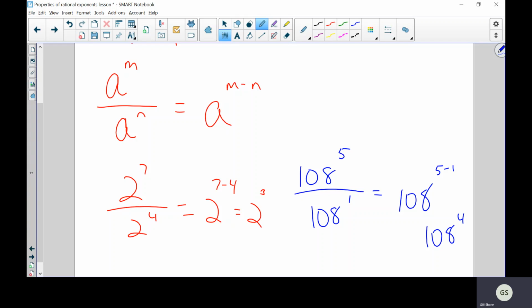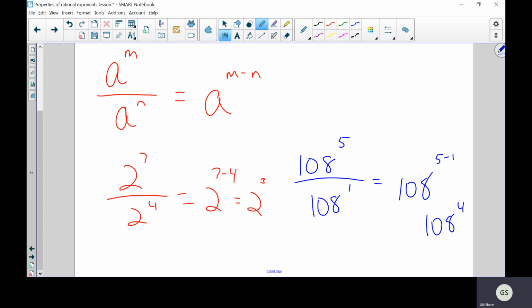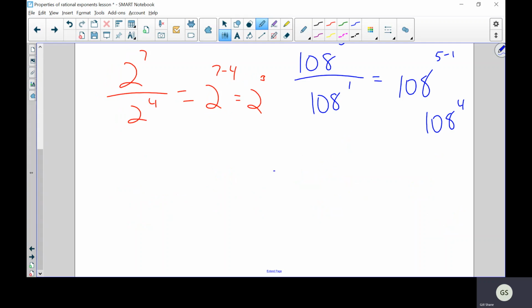Let's do one more of that. Actually, two more of that because I want to also do one with variables. I'm not sure I can make it a whole lot. Let's do, oh, I know what we'll do.